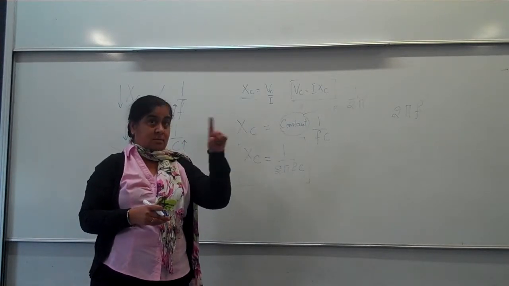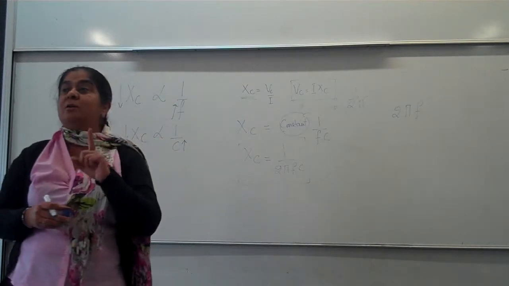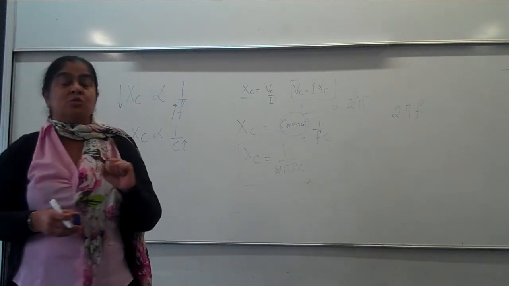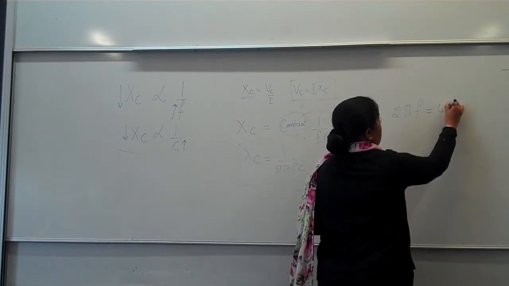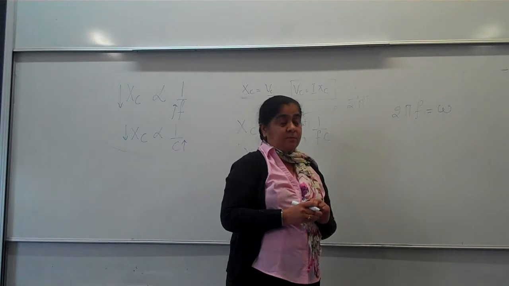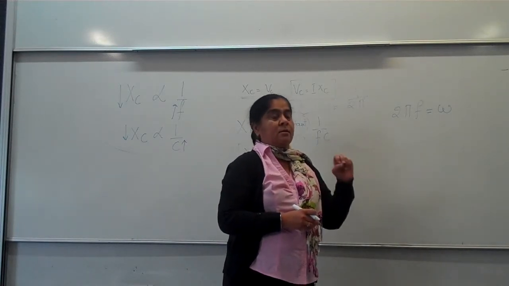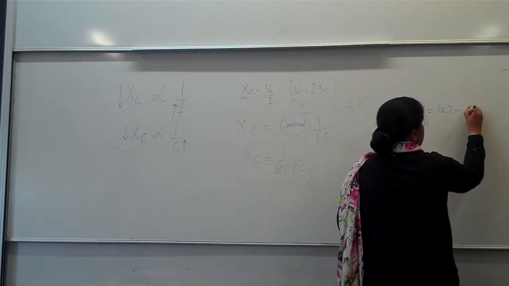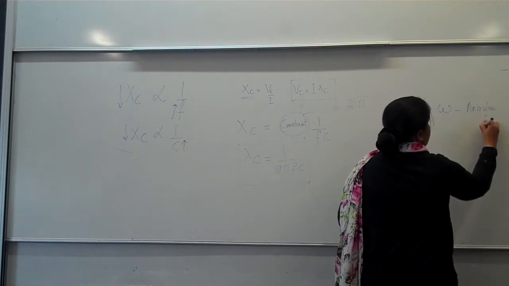2 pi r is maths. 2 pi f in physics. Have you come across it? Yes, you did, in mechanics. 2 pi f is the same as omega. What's the other name for omega? Angular velocity or angular frequency. Try to relate it to the word angular frequency.